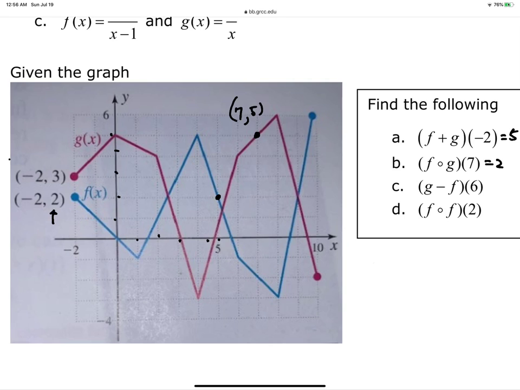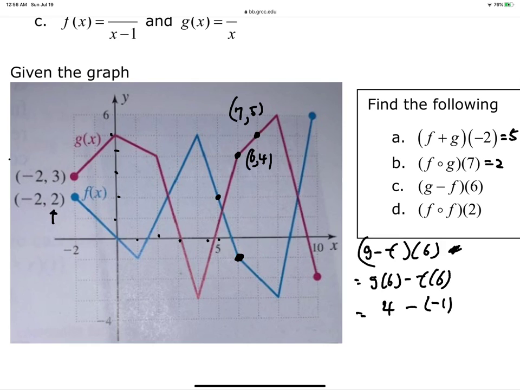All right, g minus f of 6. That's just g of 6 minus f of 6. So what's g of 6? g of 6 is the point 6 comma 4, so that's 4, minus f of 6, that's -1, so the answer is 5.